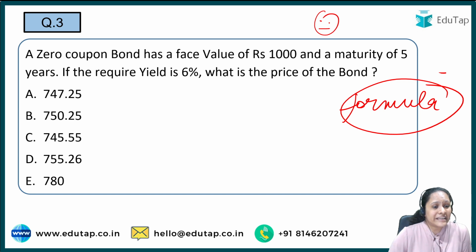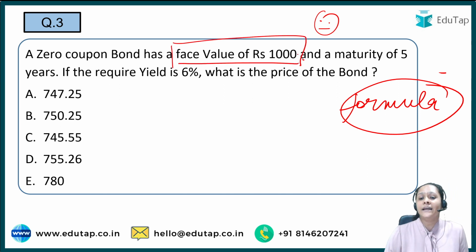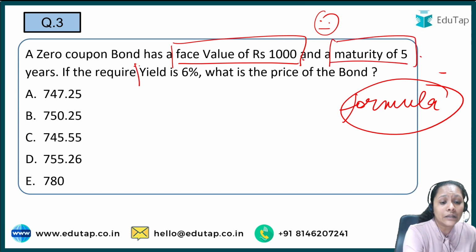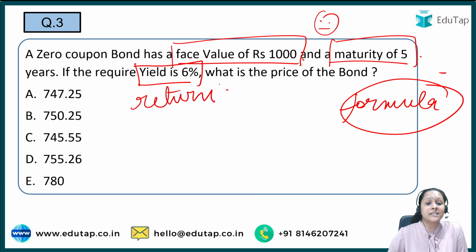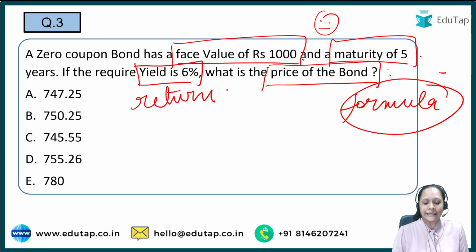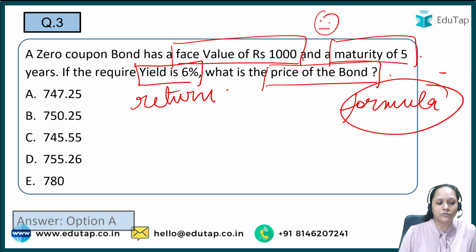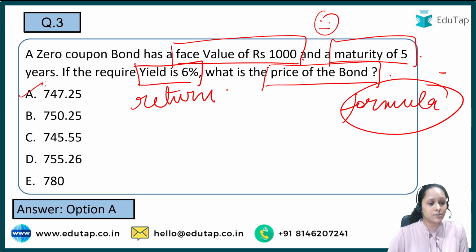Now this question says a zero coupon bond has a face value of 1000 and a maturity of 5 years. So what is the face value, par value or principal? It has a maturity of 5 years. The required yield. What is yield? The return. Okay? In simple words, the return is 6%. Then in this scenario, we need to calculate the price of the bond. Keep in mind the price of zero coupon bond. The answer to this question is option A, and let's see how we solve this numerical.